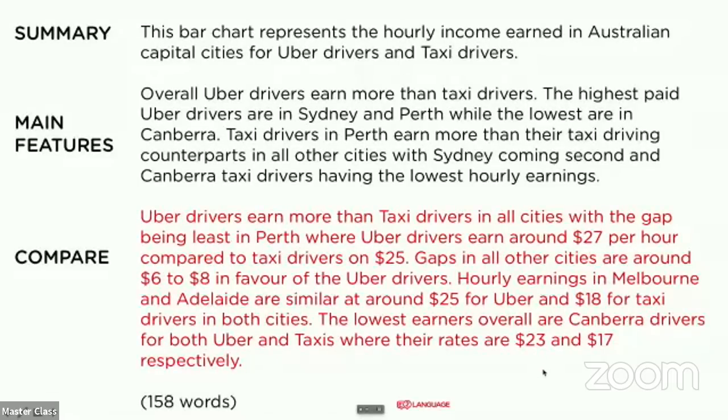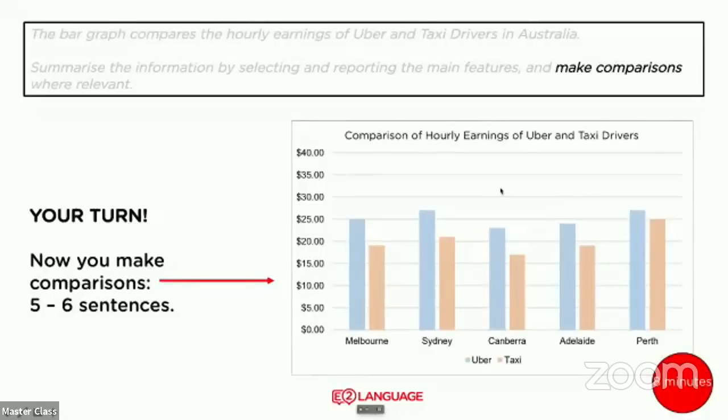I'm just going to quickly read it to you. Uber drivers earn more than taxi drivers in all cities, with the gap being least in Perth, where Uber drivers earn around $27 per hour compared to taxi drivers on $25. Gaps in all other cities are around $6 to $8 in favor of the Uber drivers. Hourly earnings in Melbourne and Adelaide are similar at around $25 for Uber and $18 for taxi drivers in both cities. The lowest earners overall are Canberra drivers for both Uber and taxis, where their rates are $23 and $17 respectively.